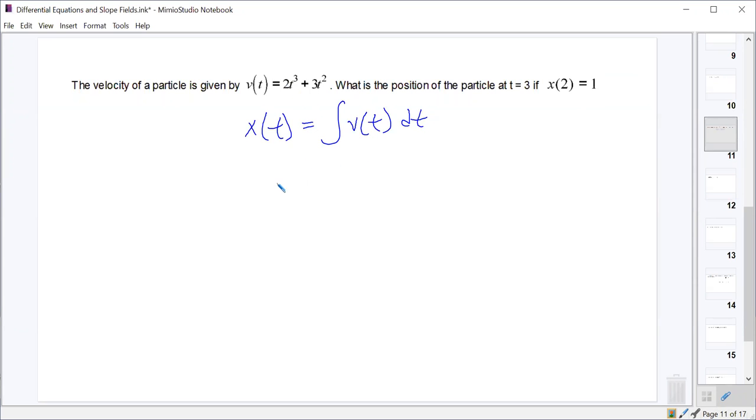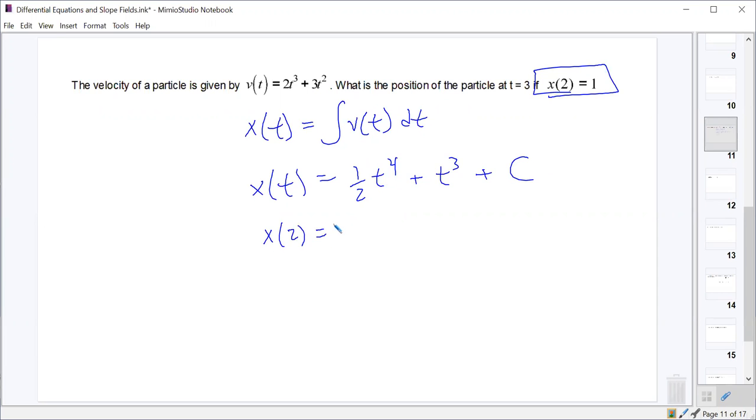And if we integrate v of t, we end up with x of t is equal to the integral of 2t cubed, ought to be 1 half t to the fourth. And the integral of 3t squared ought to be t cubed. And then we'll add a plus c to it. And we'll be able to find the plus c value by using our initial condition that when we plug in 2, we get 1. So we'll say x of 2 is equal to 1 half of 2 to the 4th plus 2 cubed plus c, and that's 1.